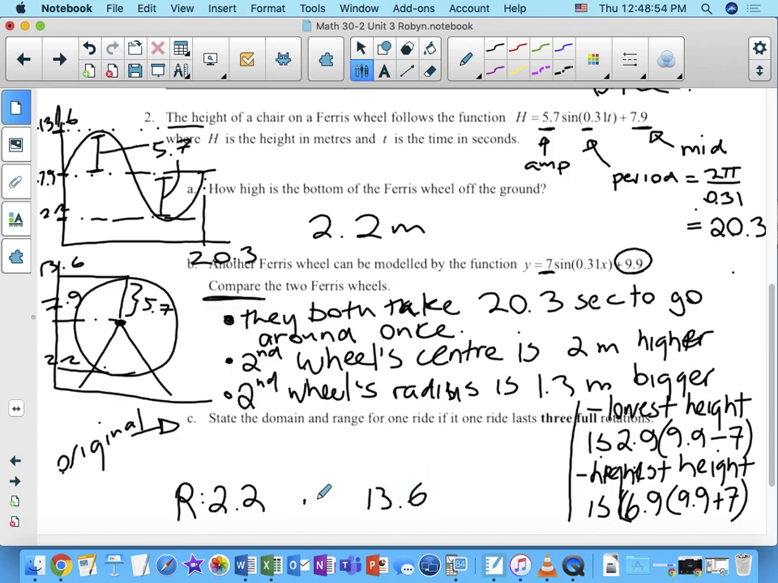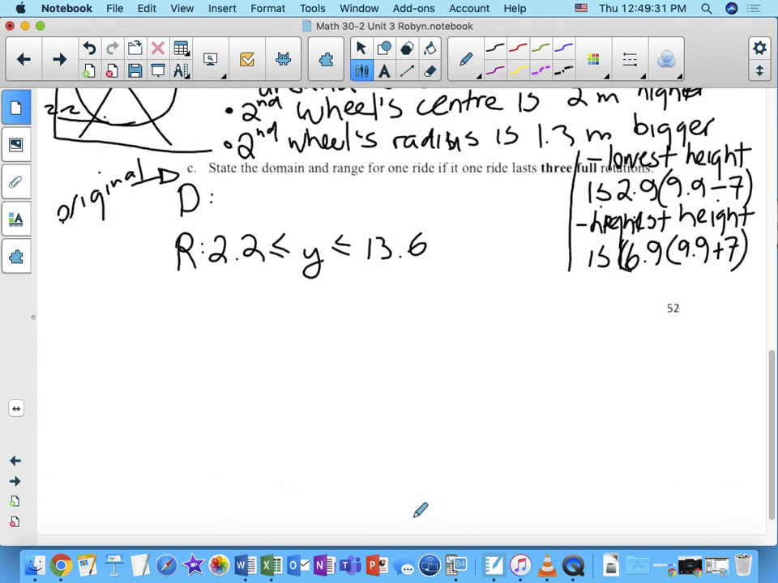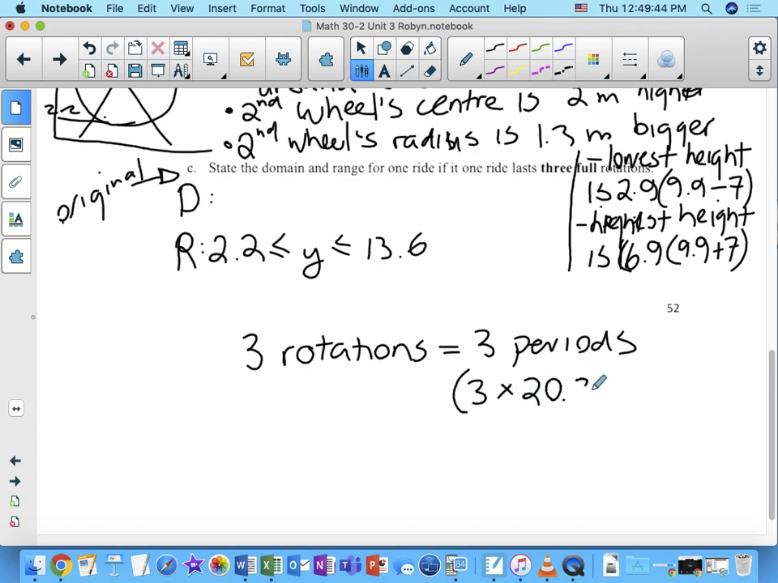Domain. So domain is time. This ride is going to last 3 rotations. How long is it going to take to go around 3 times? 60.9, yes, because each rotation is 20.3 seconds. So 3 rotations will be 3 periods. Three times 20.3 seconds. Okay, so the domain, the starting time is 0. Oh, you know what? Instead of y, I'm going to use h for height. 0 is less than or equal to time, which is less than or equal to 60.9.